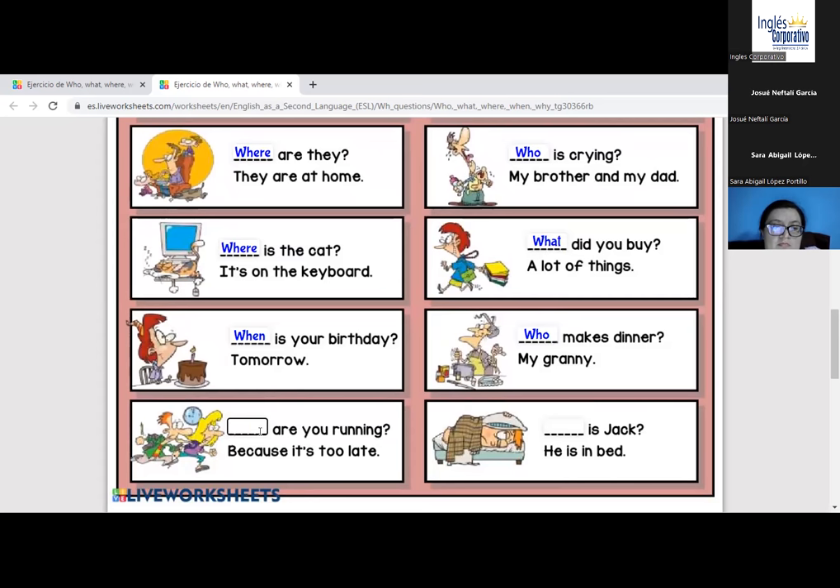Why are you running? Because it's too late. ¿Por qué estás corriendo? Ah, porque voy tarde, ok. ¿Qué dice? He's in the bed, está en la cama. Entonces sería where. Where is Jack? He is in bed. Ok.